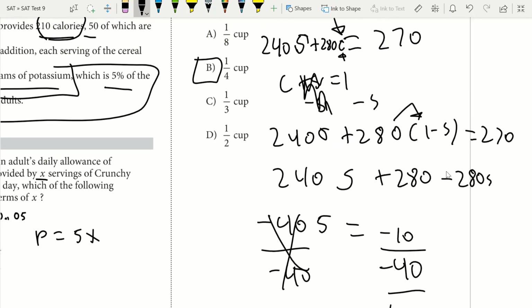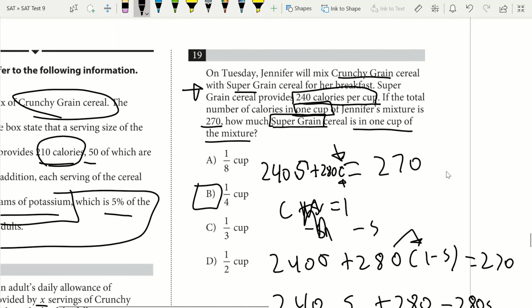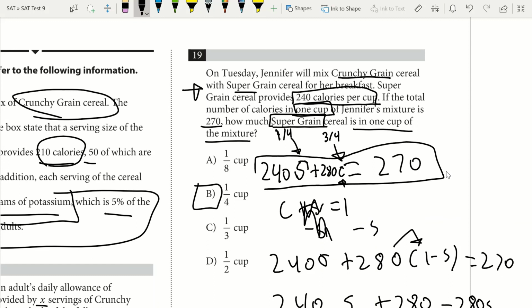Now, another way you could have solved this, and I hope you did recognize this, I'm going to quickly explain it. When you see that you have 240S plus 280C equals 270, you should immediately be thinking that 3/4 of your cup is going to have to be the crunchy grain, and 1/4 is going to have to be the super grain. The reason you should be able to recognize this is that the difference between that 240 and that 280 is obviously 40, and we are 30 towards that 40. So we're pulling this up from 240 by that 30. We have to add 30 to it.